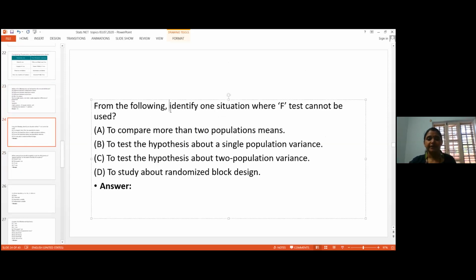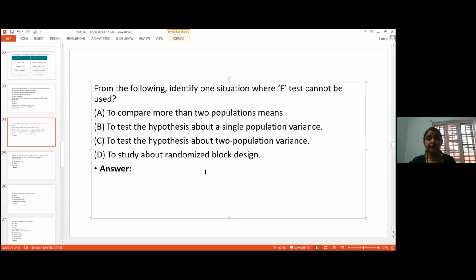Another question can be from the following: identify one situation where the F test cannot be used. It is very much related to the previous slide. Let us see the previous slide once again. Read the question properly. From the following, identify one situation where the F test cannot be used. The options are to compare more than two population means.